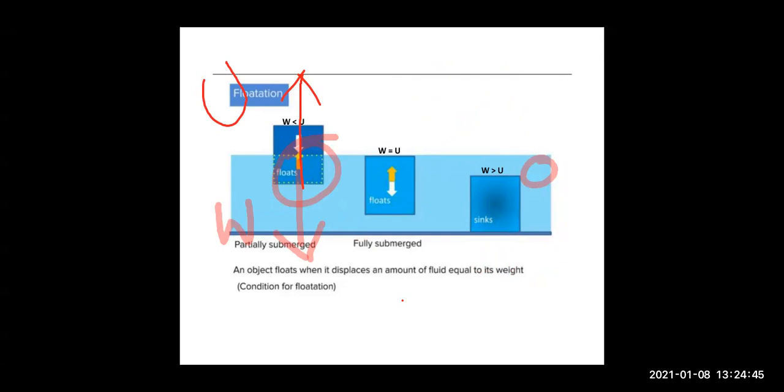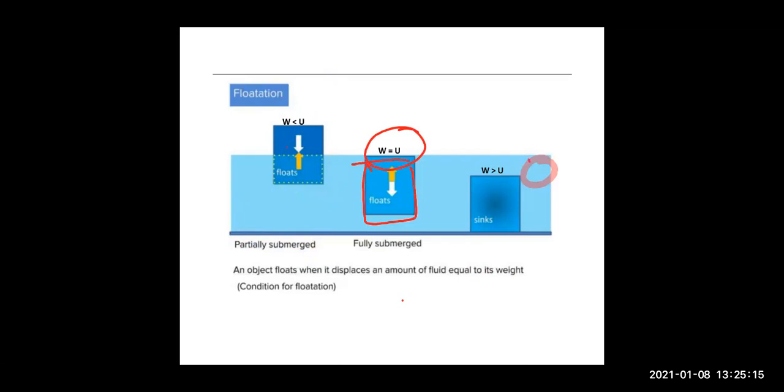Now three cases are possible. One case is when the weight and the upthrust are equal. When the weight of the body just balances the upthrust, there is no net force, and the body will float fully immersed. The body will be fully immersed and float, because the upward force, the upthrust, and the downward force, the weight, are both equal.